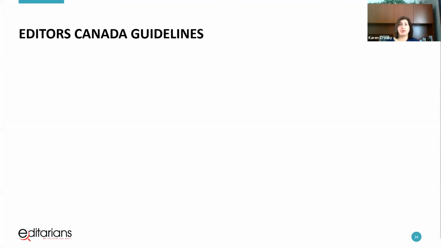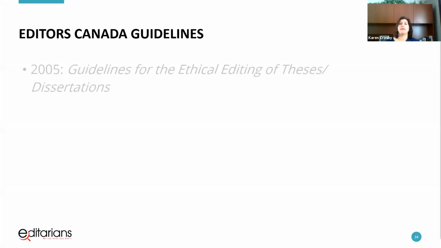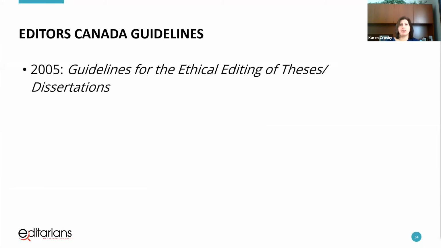Canadian editors are also likely following, indeed should be following, Editors Canada guidelines. In 2005, Editors Canada published the first iteration of these guidelines, entitled Guidelines for the Ethical Editing of Theses and Dissertations. And as you can tell from that title, they did not include undergraduate work. The guidelines came about because editing academic work at that time was a bit of the Wild West. Editors were being approached to work on dissertations, but didn't know to what extent that was allowable or reasonable, even though in many cases, students' advisors had told them to get an editor.